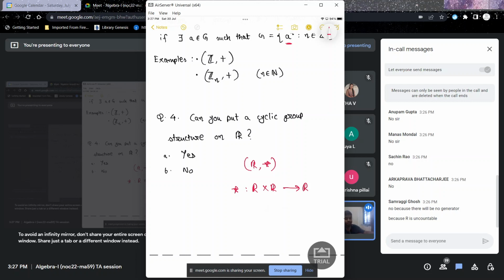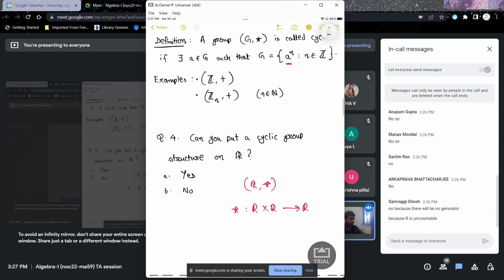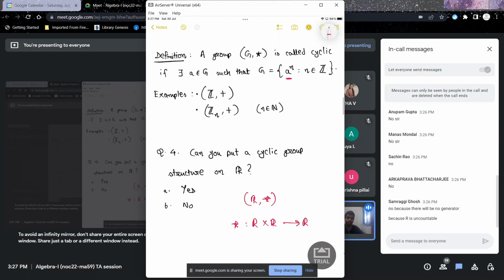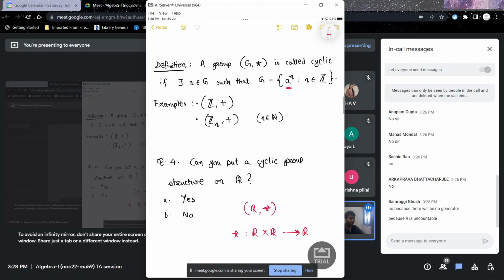Yes, precisely. Very good, Shamraghi Ghosh. Good. So precisely that's the reason: suppose you put a binary operation on R. The point is, it can never give you a cyclic group structure on R, because in order to have a cyclic group structure, a necessary condition is that this underlying set should be countable, right?